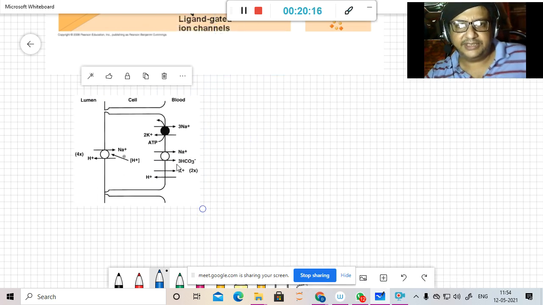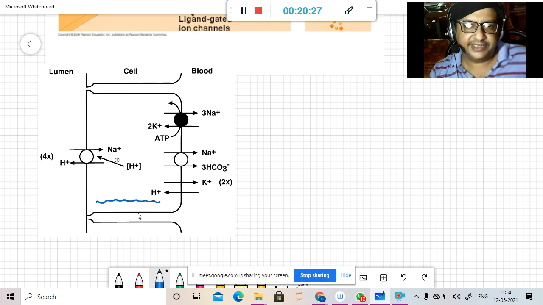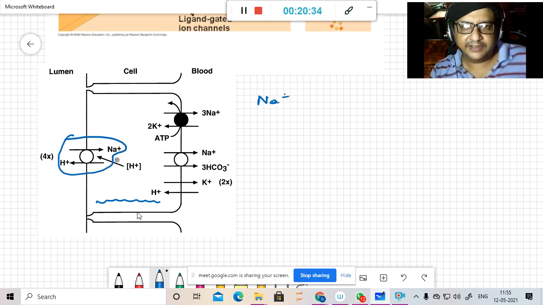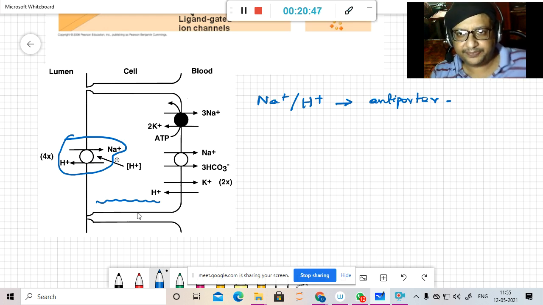So just a general cell. Possibly you can call these interstitial cells over here. These are the interstitial cells. So this pump you see, this is the Na+/H+ antiporter. You can find them in the proximal convoluted tubules in your nephron.